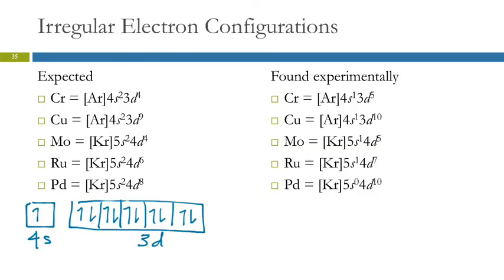The ones I want you to remember are chromium and copper. Those, you are responsible to remember that those are irregular in their electron configurations. Not remembering that will not cause you to fail the class, but A students should remember that. So any questions about the irregular electron configurations?